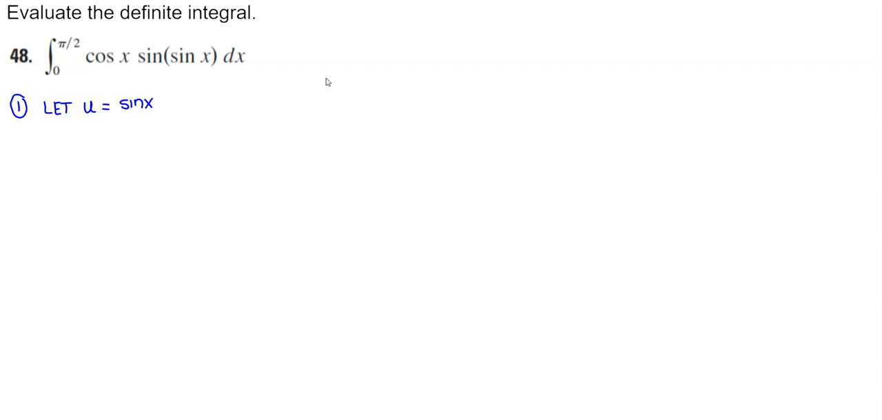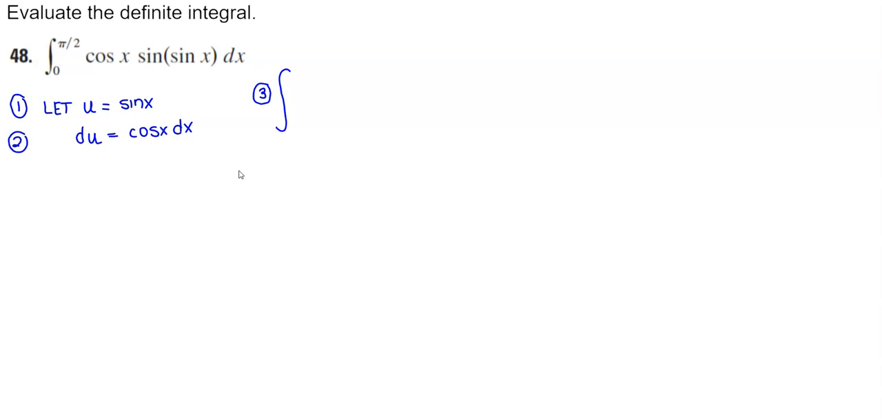equal the sine of x. Okay, so now let's determine the derivative of both sides of this equation. So we have du, which is going to equal the derivative of the sine of x, which is the cosine of x dx. You can see that's within the original problem. We have the cosine of x dx, so we now know what we can substitute for du. So now let's go ahead and rewrite this problem.